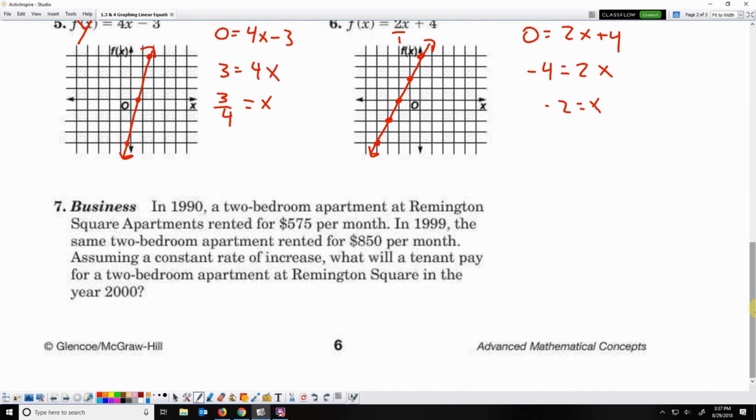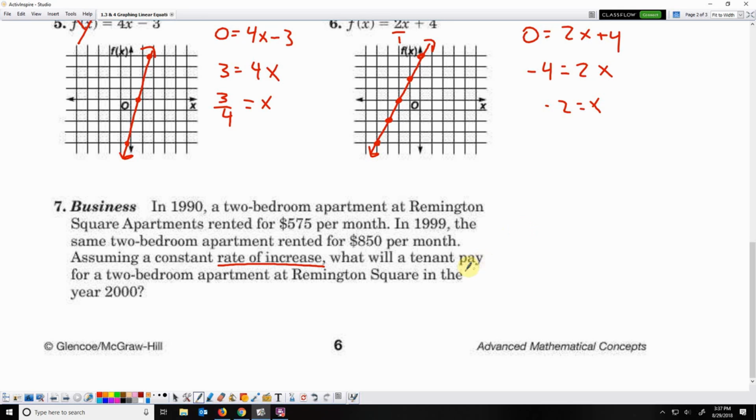So way back to 1990, a 2-bedroom apartment at Remington Square Apartments rented for $575 a month. In 1999, the same apartment was $850 per month. Assuming a constant rate of increase, and a rate of increase, that is the slope. So assuming a constant slope, what will a tenant pay for that same two-bedroom apartment in the year 2000? So clearly we're going back a little ways with this.